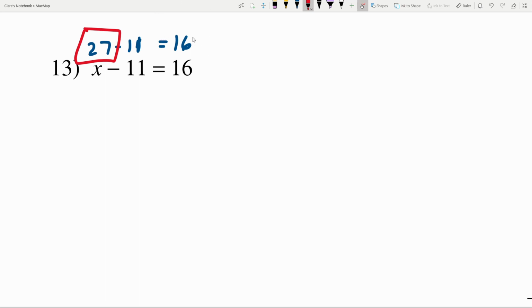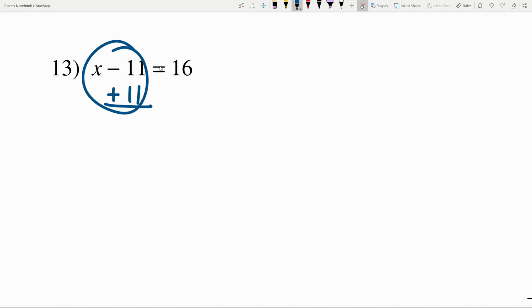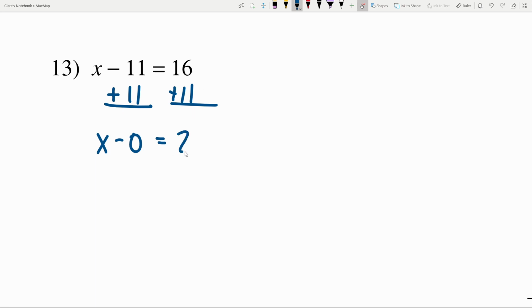However, let's manipulate this equation and solve. Since this number 11 is subtracted, in order to cancel out the subtraction, I'm going to add. Whatever I do to the left, I need to do to the right. So I'm also going to add 11 on my right-hand side. x minus 11 plus 11 is x minus 0, which is equal to 16 plus 11, which is 27. So x minus 0 is x, and 16 plus 11 is 27. So x equals 27 for number 13.